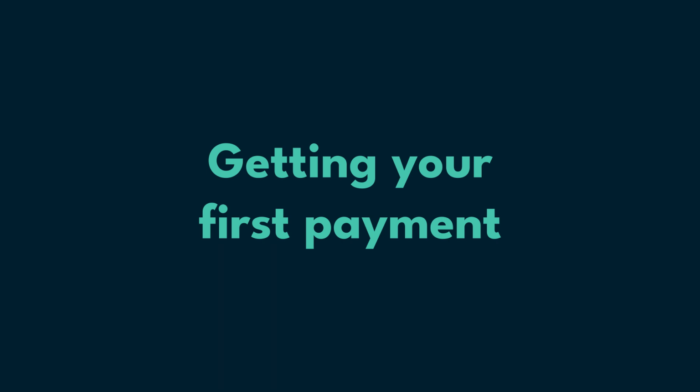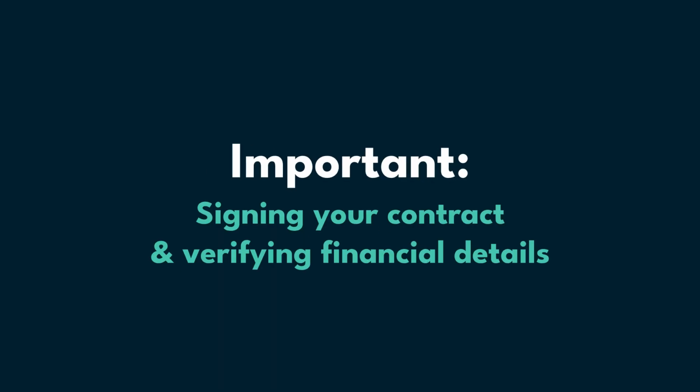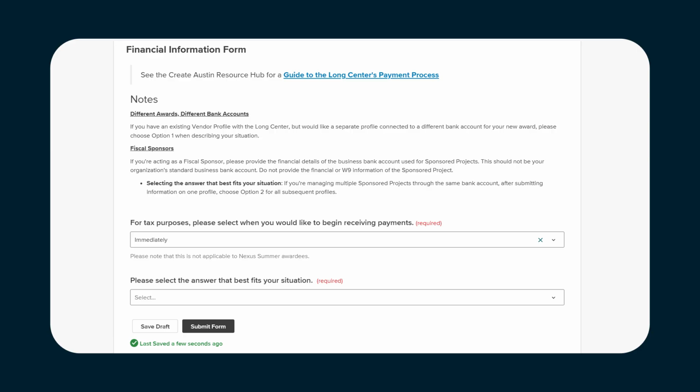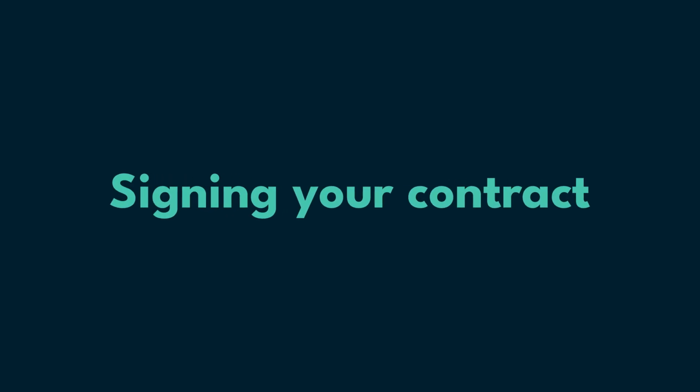Getting your first payment. The 2 most important parts of getting your first payment are signing your contract and verifying your financial details. To submit your financial details, click on the Financial Information form. The information needed by the Long Center to verify your details and confirm the security of your grant funds will differ depending on your situation and what payment method you select. If you are required to verify a test payment, you can submit confirmation of the amount received through the Test Payment Confirmation Request form. Signing your contract.